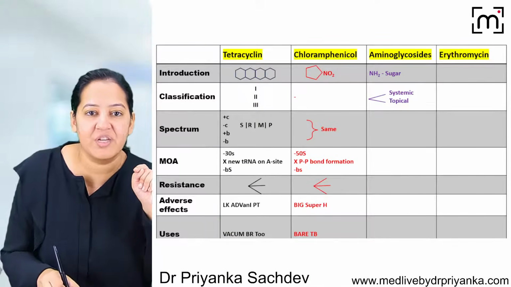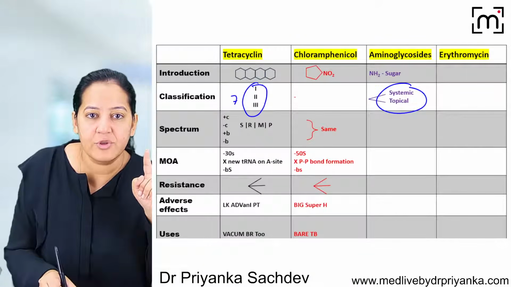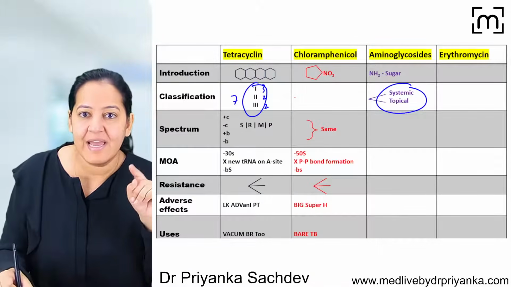Now see the classification. Here we had 7 tetracyclines, and here we have 10 aminoglycosides. You know 7 is 3 plus 2 plus 2. You know the names, I guess. And here it is 8 plus 2.